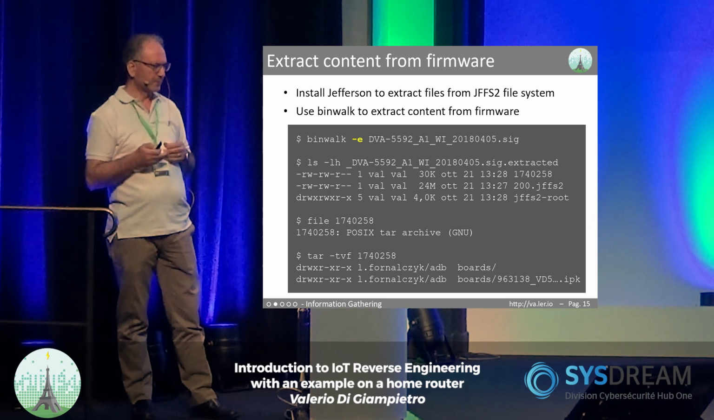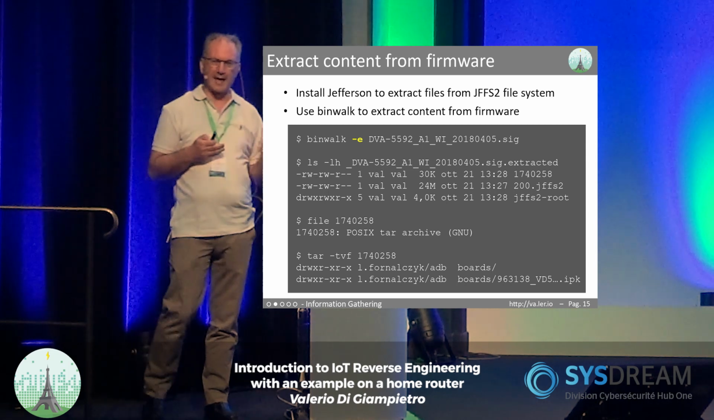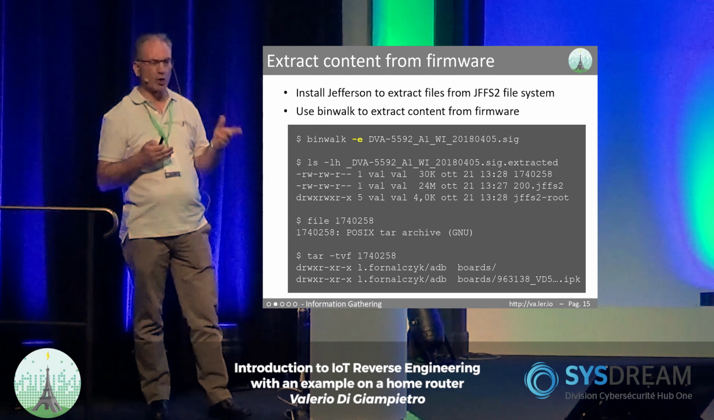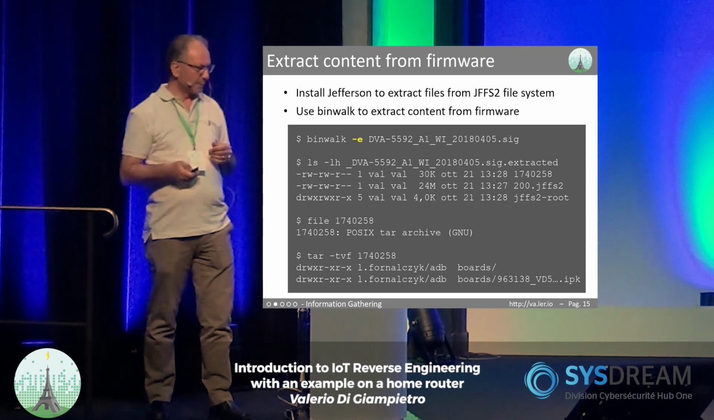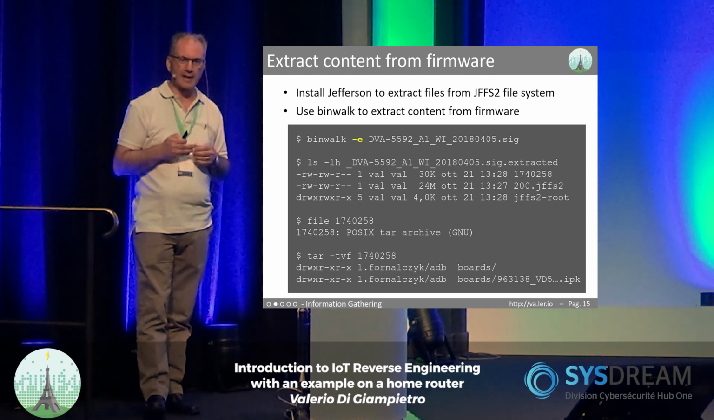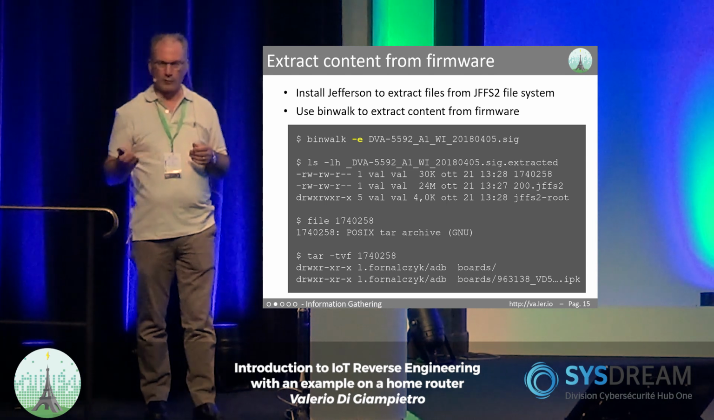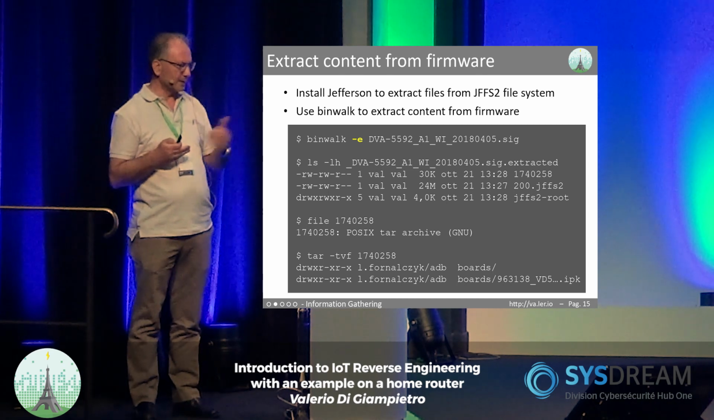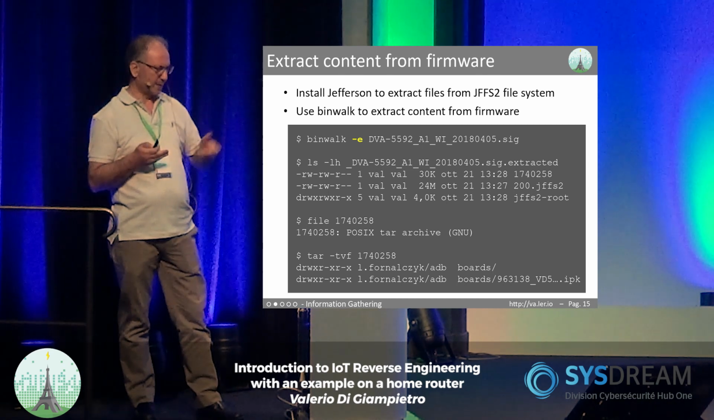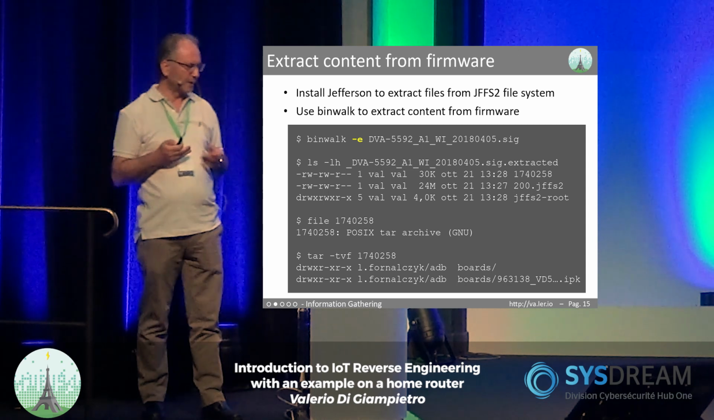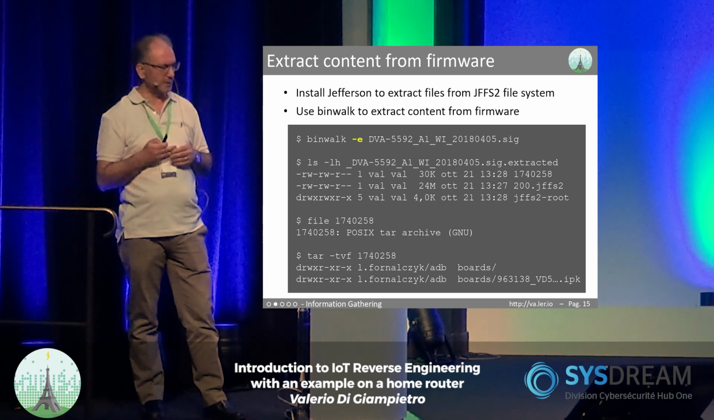because the JFFS2 file system runs on top of the MTD driver that operates differently from the block device driver and cannot be loop mounted. But once we have installed Jefferson, we can use Binwalk to recursively extract the content of the firmware file. In this case, with the -E option, we can see that Binwalk extracted, the first file that it has extracted is the gzipped data segment that is a tar archive containing some packages, some board-specific packages.